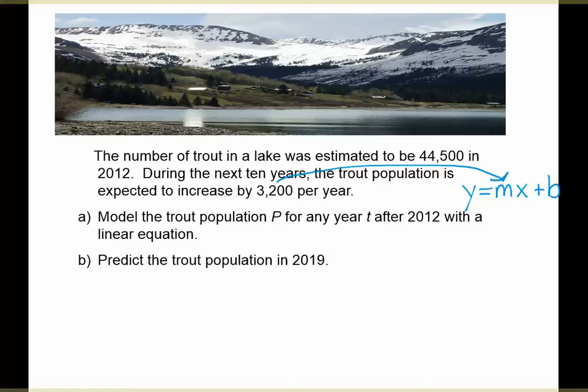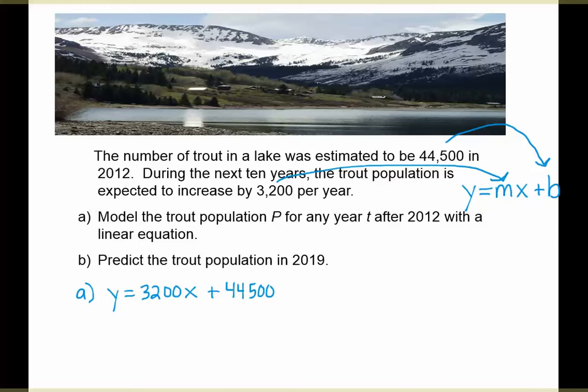Okay, if that's the case, what do you think our y-intercept is going to be? Remember, the y-intercept is the starting amount. So how many trout did you start with in the lake? Well, that's the big number here, the 44,500. Okay, so if I know that, I can go ahead and write an equation right now if I wanted to with the y and the x. So y equals 3,200x plus 44,500.